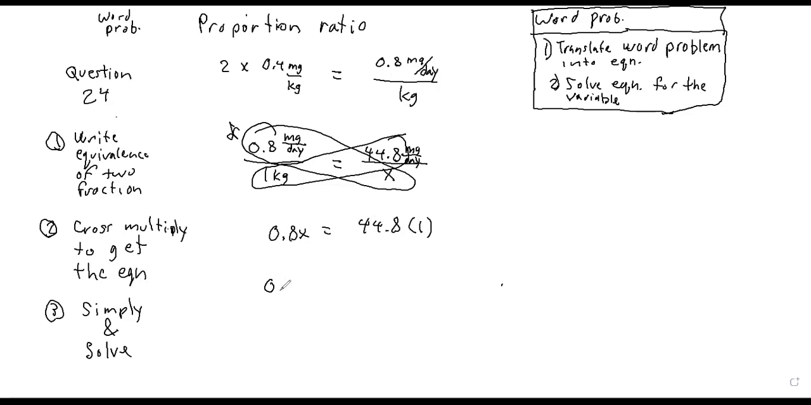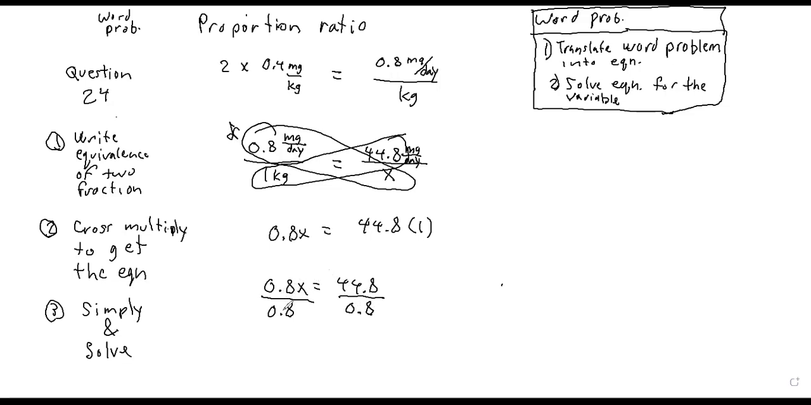So we get 0.8x equals 44.8, right? Because 44.8 times 1 equals 44.8. Now we're going to solve, right? And how do we solve? We focus on the variable side of the equal sign, look at the variable, which is the letter, and see what operations happen. We're multiplying by 0.8, so we have to do the opposite of that to solve. So we divide by 0.8. And then also, because of the equal sign, whatever we do on one side of the equal sign, we have to do the exact operation on the other side. So we're going to divide the other side by 0.8 as well.